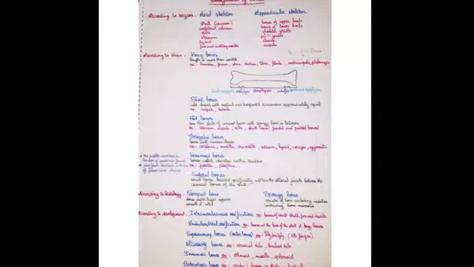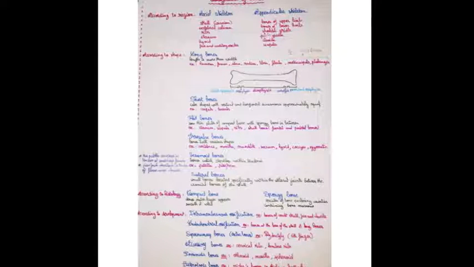Then, the irregular bones are bones that have a lot of irregularities in their shape. For example, the vertebra, the maxilla, the mandible, the sacrum, and the hip bone.